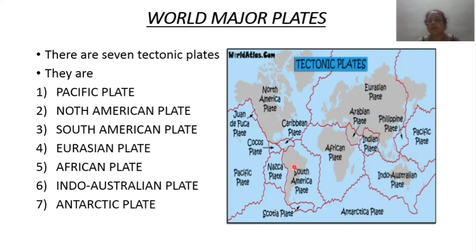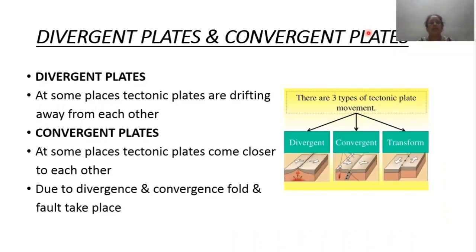There are 7 tectonic plates, which are the Pacific plate, then North American plate, then South American plate, then Eurasian plate, then African plate, then Indo-Australian plate, and the last one is the Antarctic plate. The divergent plates: at some places, tectonic plates are moving away from each other. That is a divergent plate. And sometimes at some places, tectonic plates are coming closer to each other. That is called convergent plates.